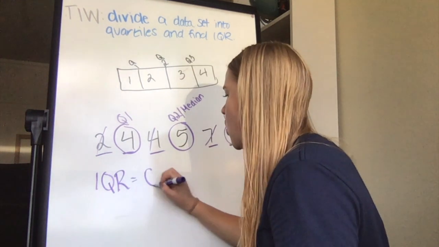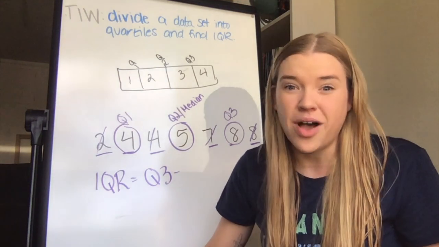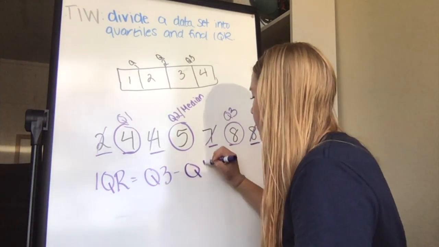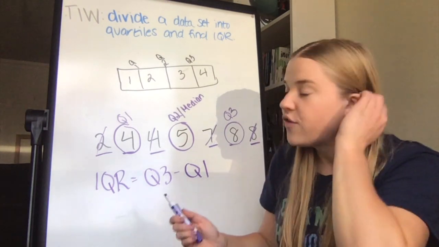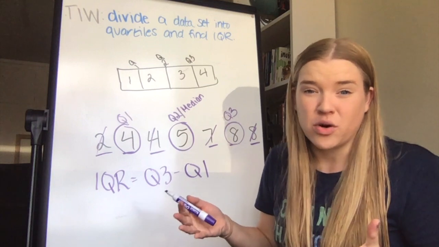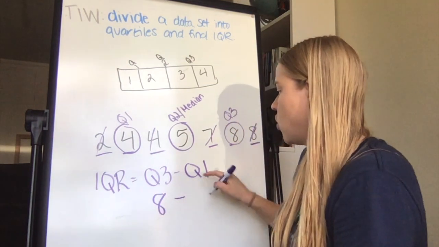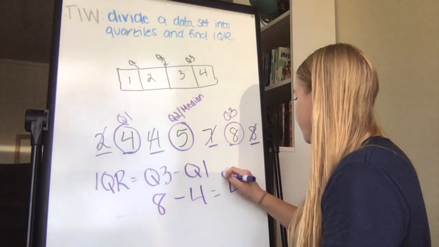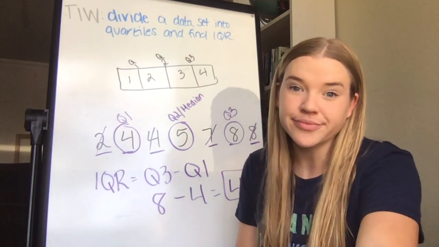Interquartile range is quartile 3 minus my smallest quartile, which is always going to be quartile 1, because remember, we line them up from least to greatest. So quartile 3 minus quartile 1, and that is how you find your interquartile range. So if I'm looking at my data set that I already found my quartiles, quartile 3 was 8, quartile 1 was 4, 8 minus 4 is 4, so my interquartile range here is 4.